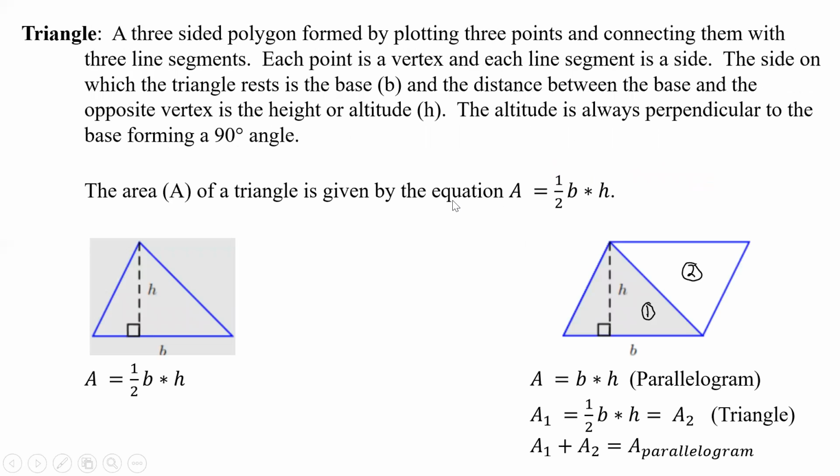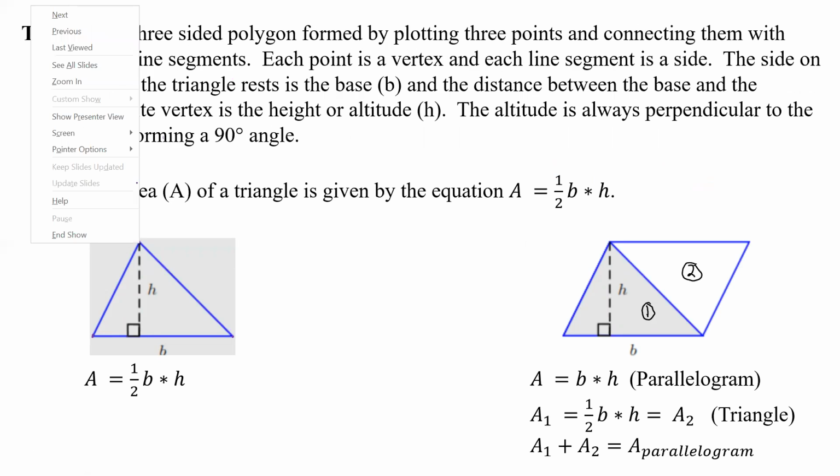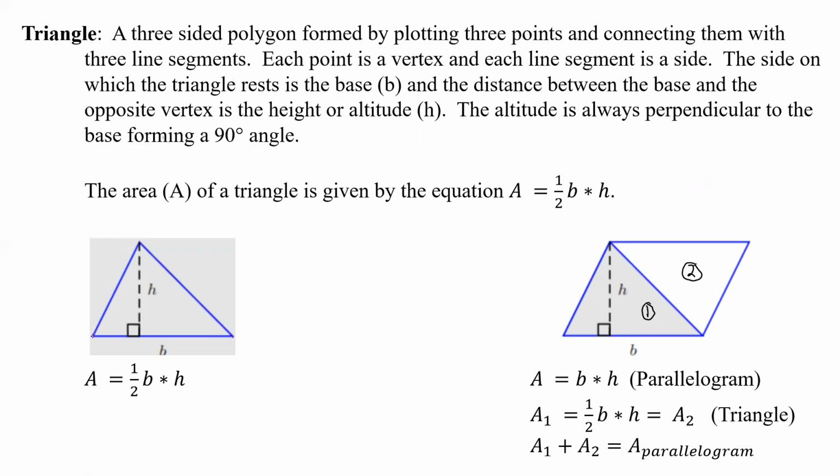What about a triangle? Well, most people know a triangle, a three-sided thing. It's a three-sided polygon formed by plotting 3 points. Well, okay, we plotted that point, we plotted that point, and we plotted that point. And then we connected them with 3 line segments. So we connected all the dots like that. And each point is a vertex, and each line segment is called a side.